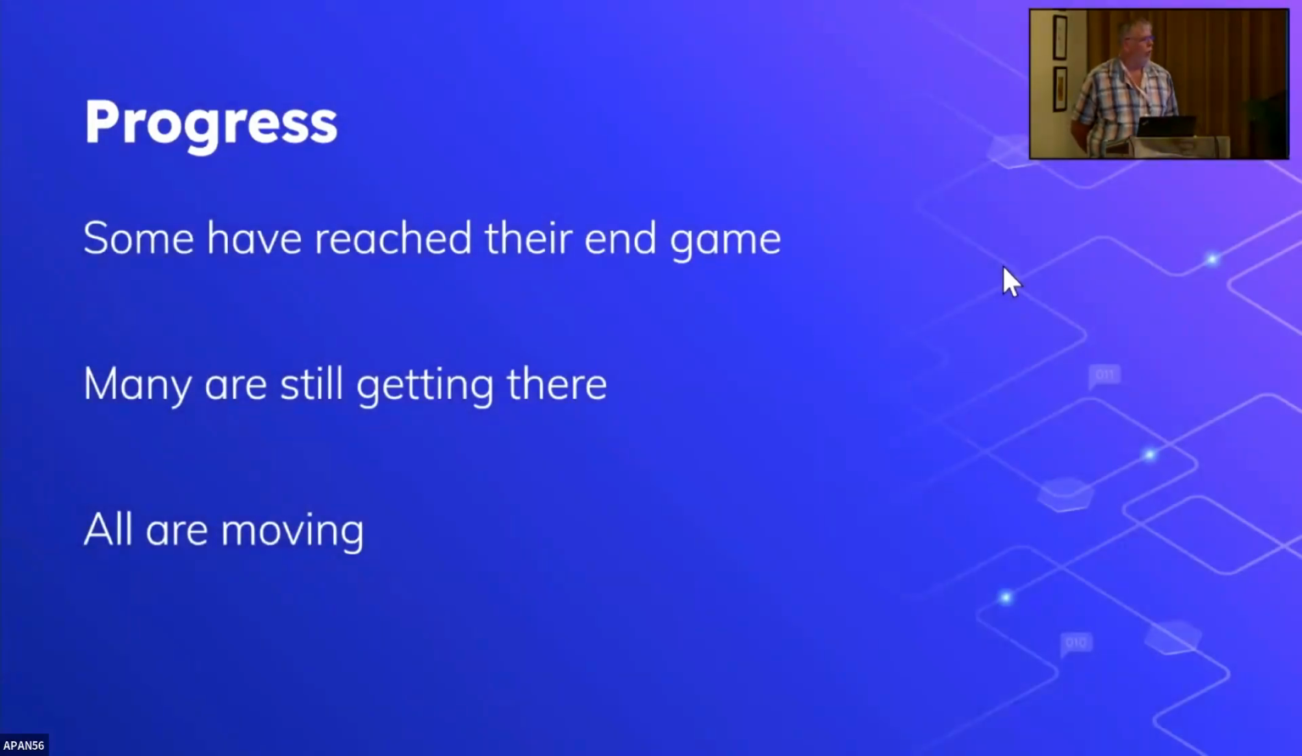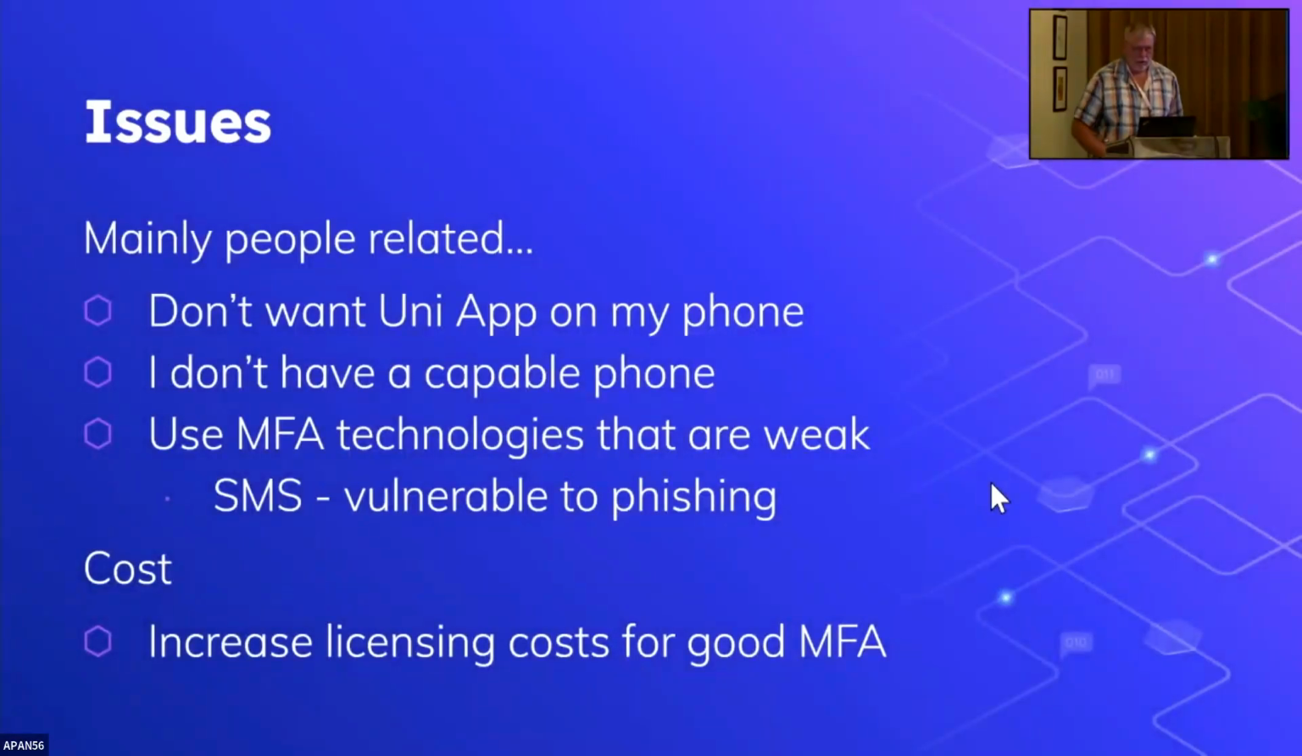But we still have a long way to go. Some universities have reached their end game and have multi-factor for everything. Many are still getting there, but they're all moving in that general direction. Mainly, it's a people-related thing. Some of the issues are resulting from pushing out multi-factor.